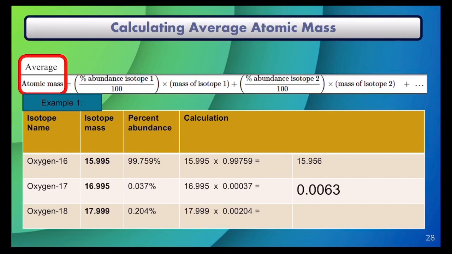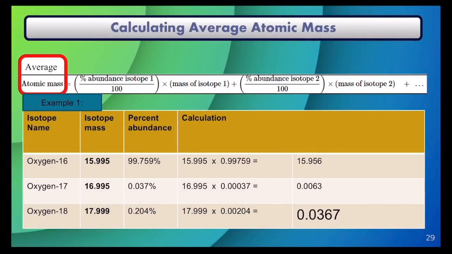Finally, the last set of numbers, 17.999, that's 5 significant digits. And then this value here, 0.00204, has 3 significant digits. So our final answer after calculating and recording should have 3 digits recorded. Then we're going to line them all up, so the decimal places line up, and add them, because you can see here, after multiplying the fractional abundance by the mass of each isotope, we're going to add, see the addition sign? We're going to add all the products together.